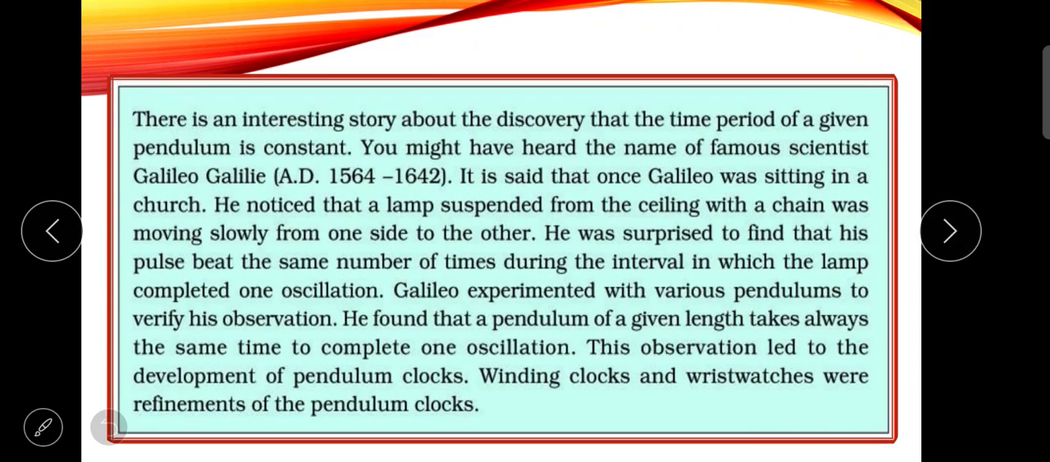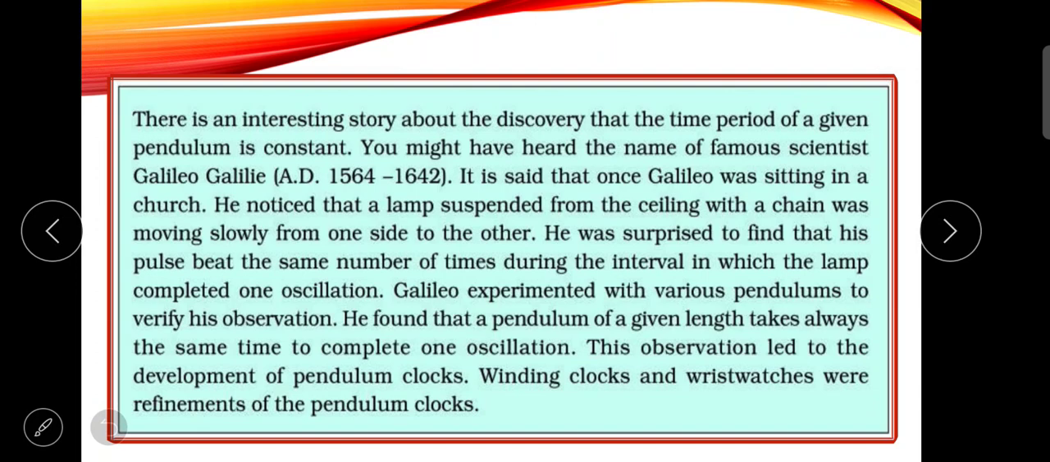And there is an interesting story about the discovery that the time period of a given pendulum is constant. Children, there was a famous scientist, Galileo Galilei, and it is said that once when Galileo was sitting in a church, he noticed that a lamp suspended from the ceiling with a chain was moving slowly from one side to another. Looking at this, he was so surprised that his pulse beat the same number of times during this interval. So he started counting one oscillation as equal to one beat of his pulse.